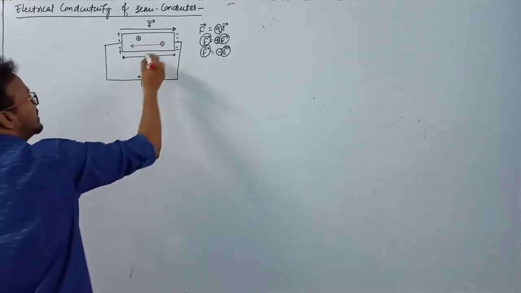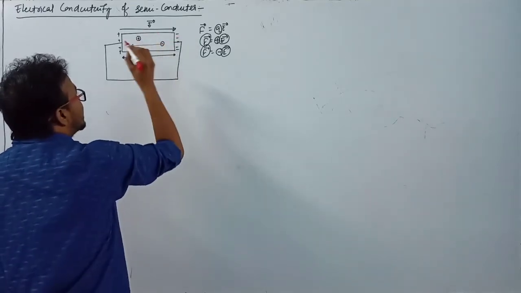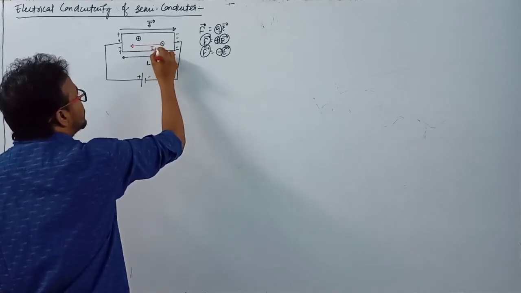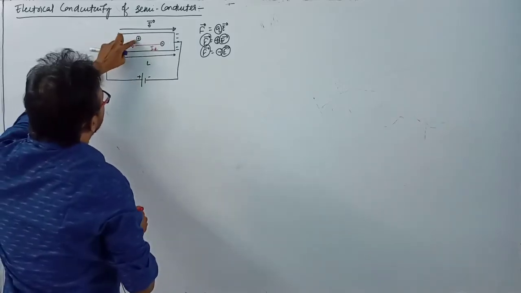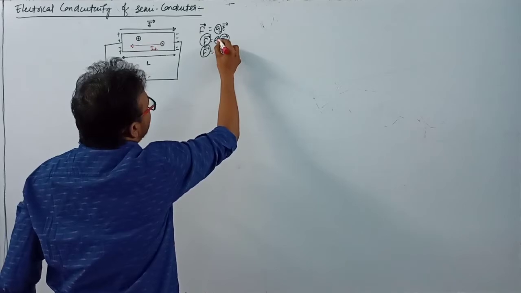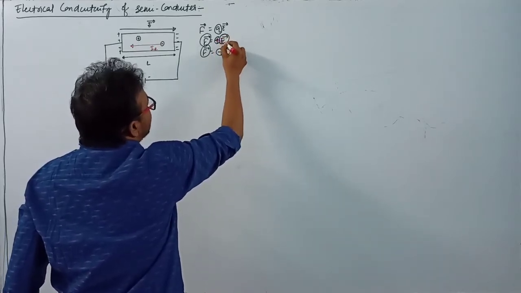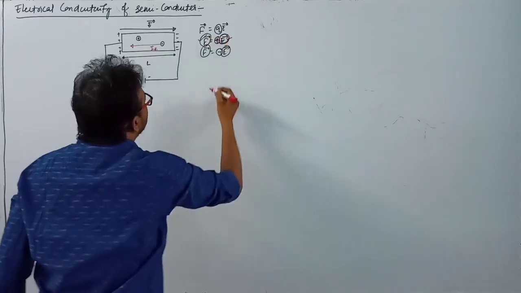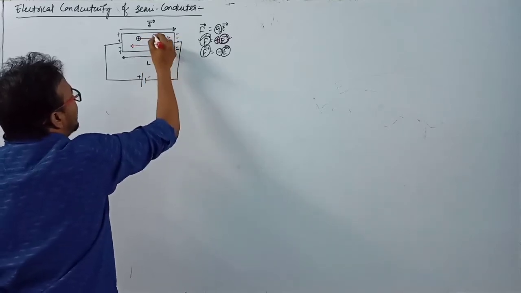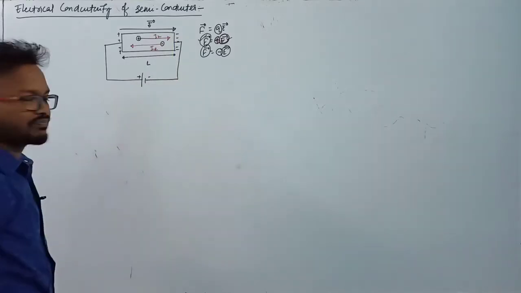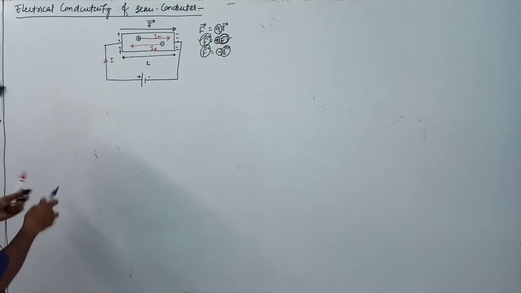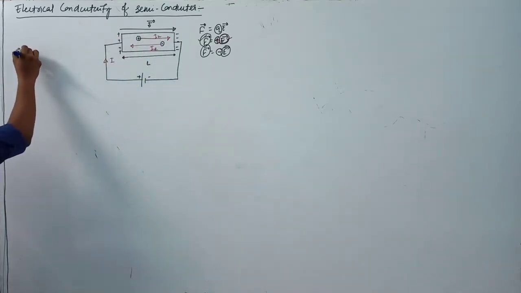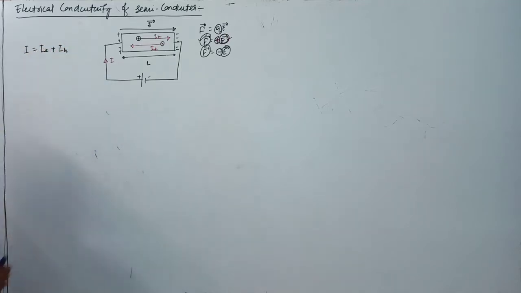So the electron is attracted towards the positive direction, and it increases the conventional current, that is I due to electrons, IE. A hole, being a positive charge, experiences a force along the direction of the electric field, so it is attracted towards the negative direction and it increases the conventional current IH. So the total current flowing through the circuit is the sum of the current due to electrons and holes: I equal to IE plus IH.